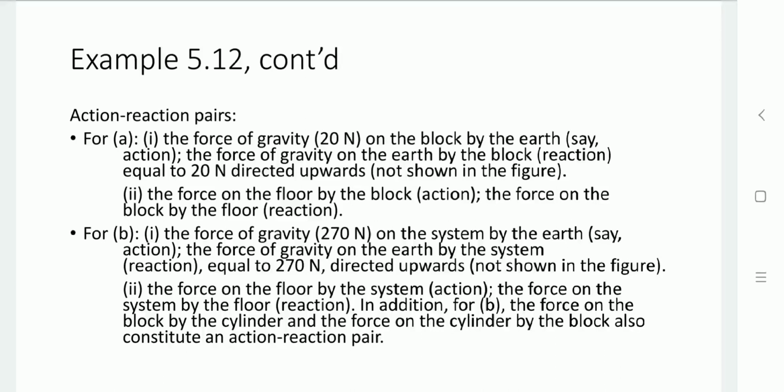Clear? Here we are going to end this session. With that we are going to end this chapter. Hope you understood the whole chapter thoroughly.